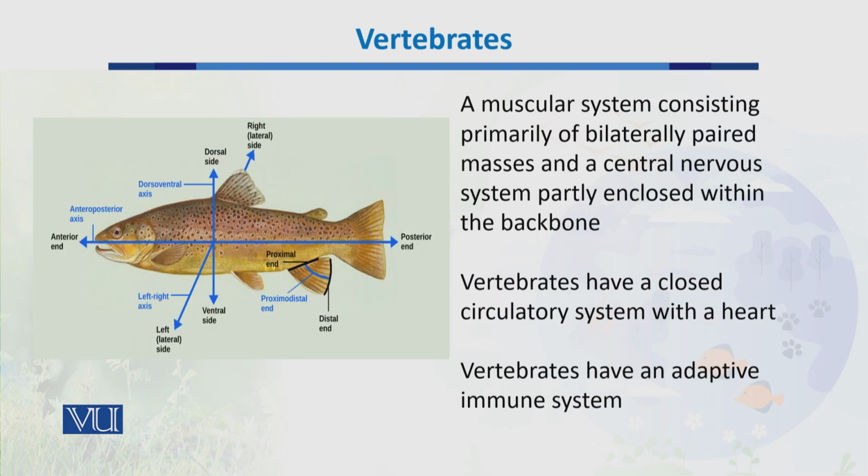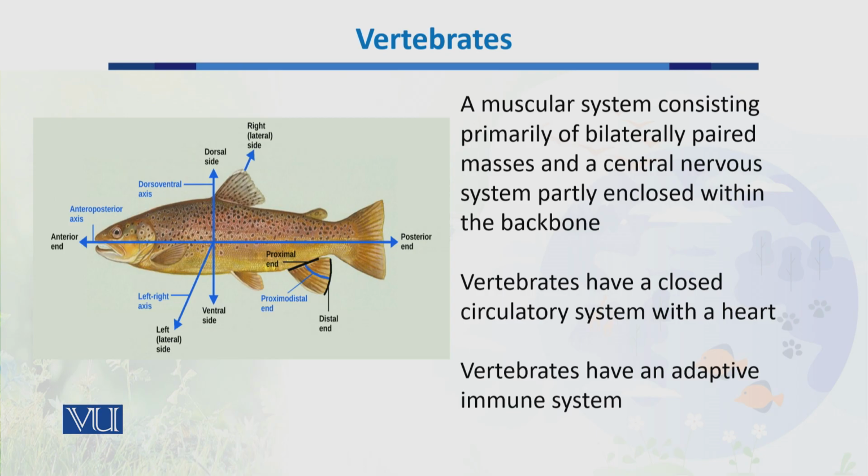Now, when we talk about the muscular system in vertebrates, it consists of bilaterally paired masses and a central nervous system which is partly enclosed within the backbone. And the remaining part is also protected by the presence of a cranium or skull.